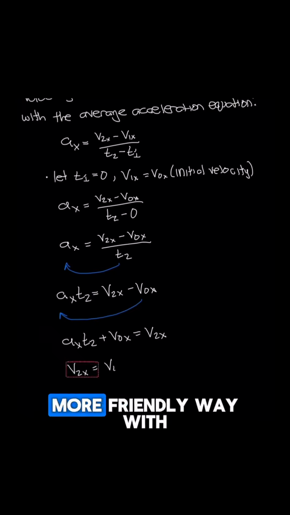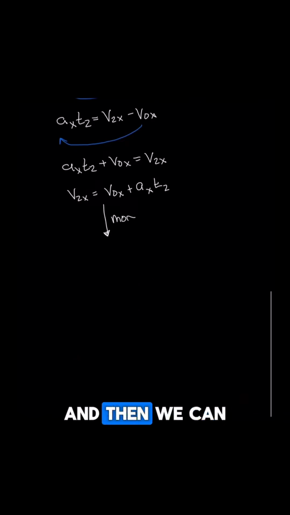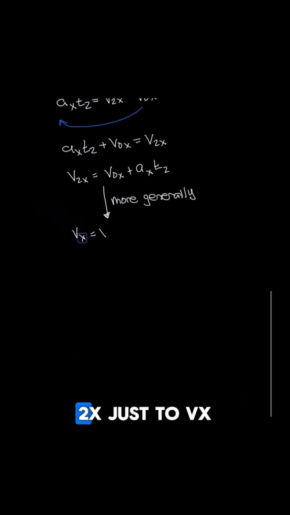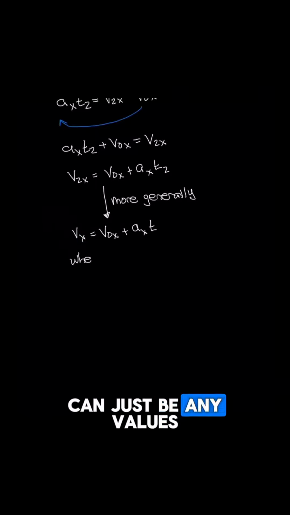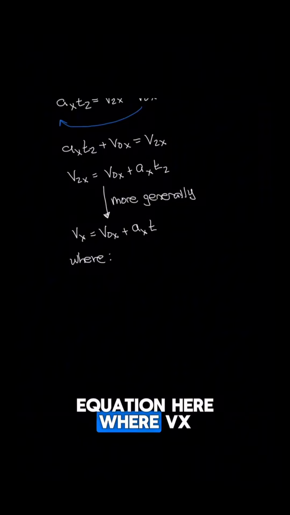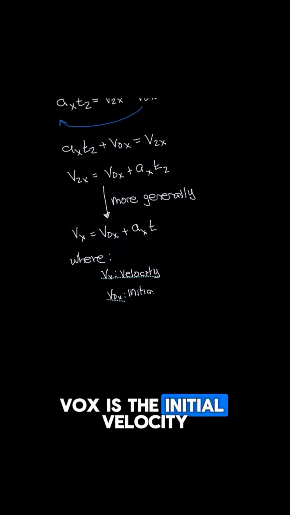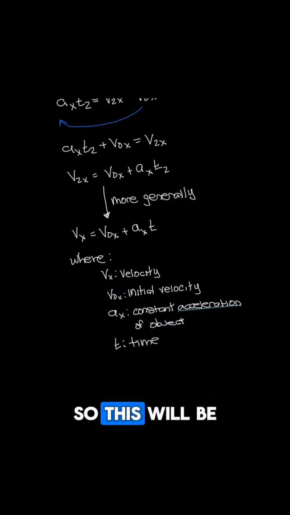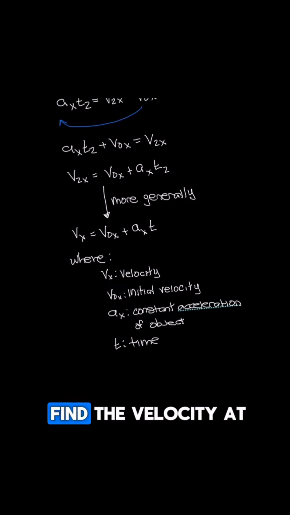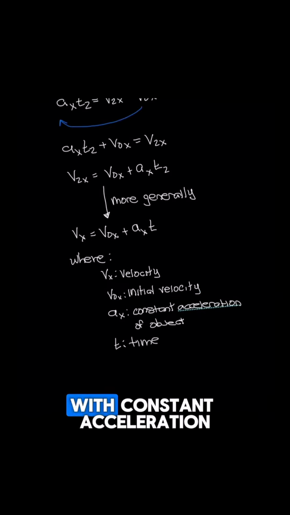And then we can rewrite it in a more friendly way with v2x on the left side, and then we can make it more general by changing the v2x just to vx, and changing t2 just to t, where vx and t can just be any values. So we get this equation here where vx is the velocity, v0x is the initial velocity, ax is the constant acceleration of the object, and t is just time. So this will be the general equation to find the velocity at any time with constant acceleration.